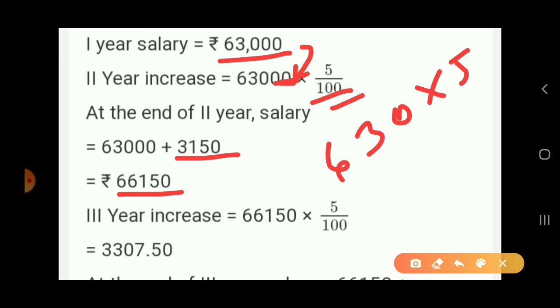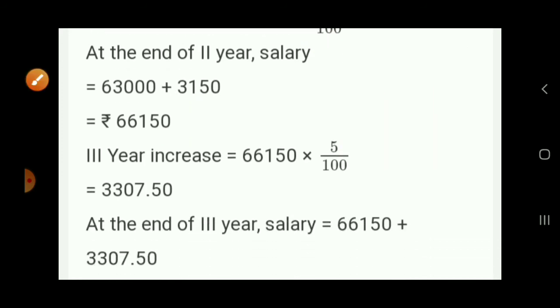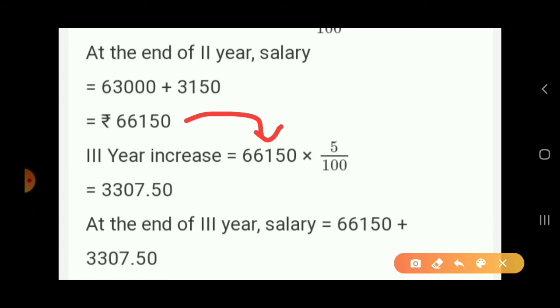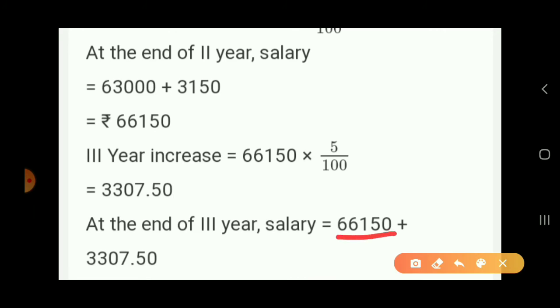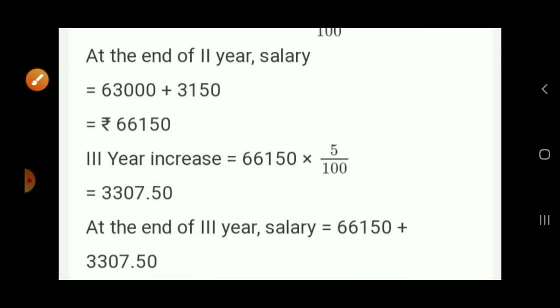This is the end of the second year salary. So it increases for the third year. Similarly, the end of the second year value into 5%. You can cancel, and you get 3,307.50 rupees. This you add to the previous value, 66,150 plus 3,307.50.